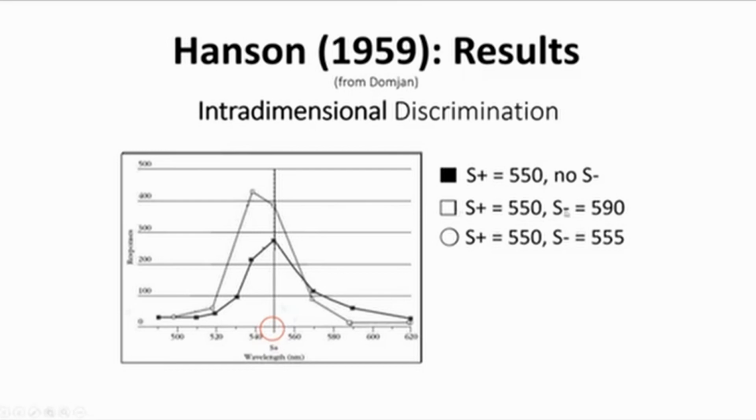The only thing that's differing here is our S minus. This open squares group introduces an S minus of 590. So our S minus is going to be over here, quite a ways away from our S plus. And what we observe is this unique little shift where the highest responding is no longer occurring at the 550 where our S plus was. They're still having fairly high responding to the S plus, but by introducing this S minus here on the right side, we see that our peak, our point of highest responding, scoots to the left just a little bit. So it's almost like they're trying to make sure that they don't respond to the thing that they know won't be reinforced, and as a result are kind of overcompensating by responding on this left side here a little bit more than they probably should.